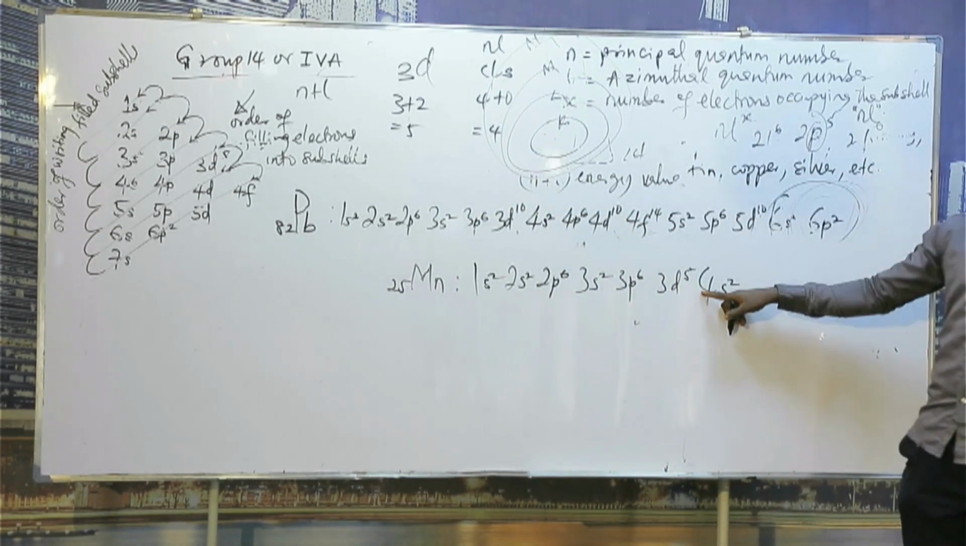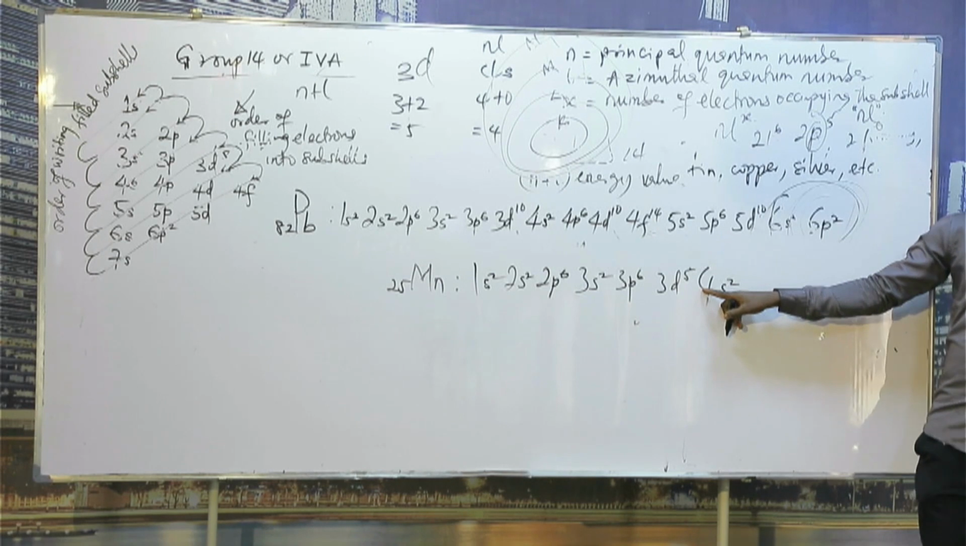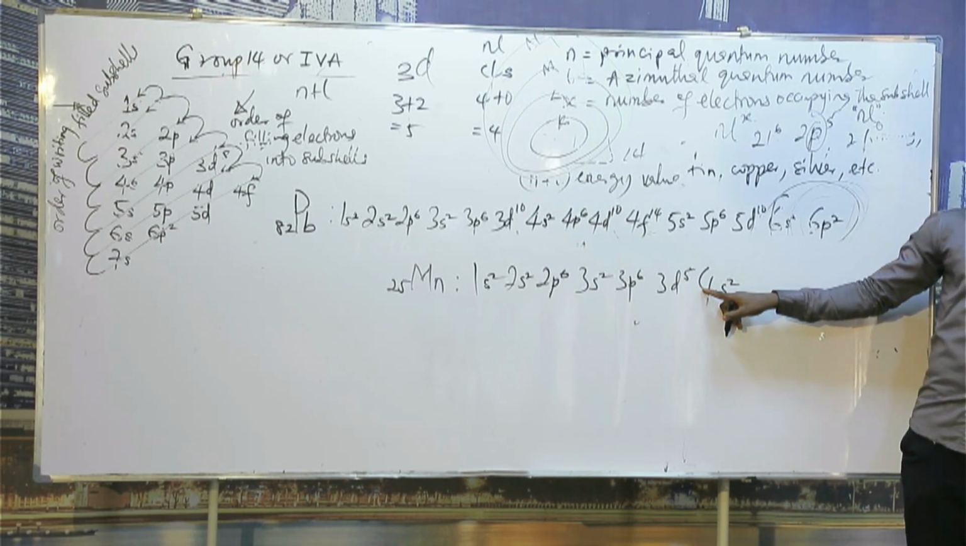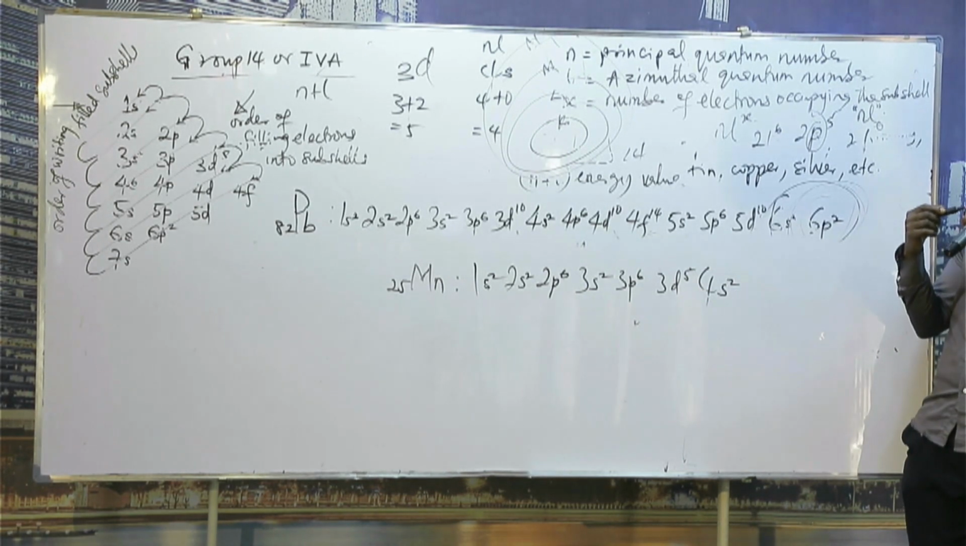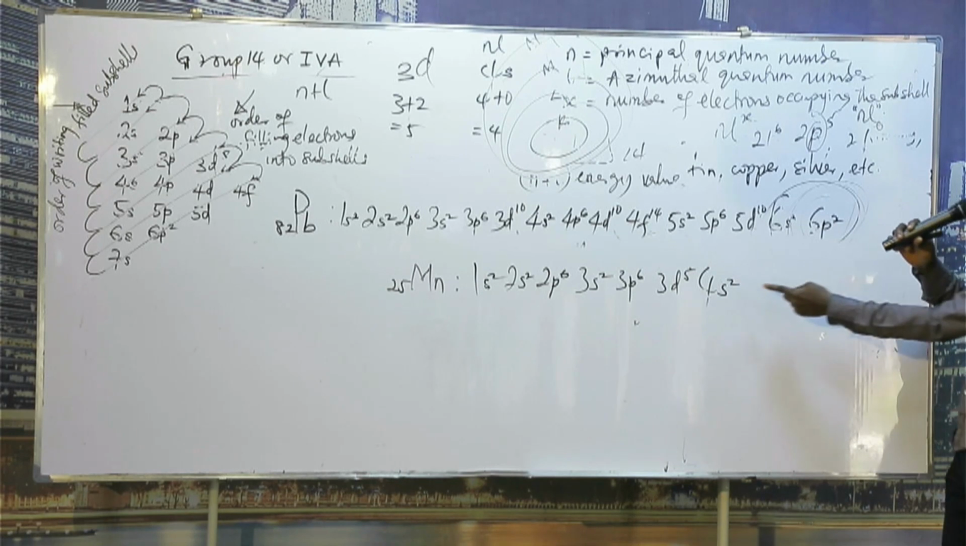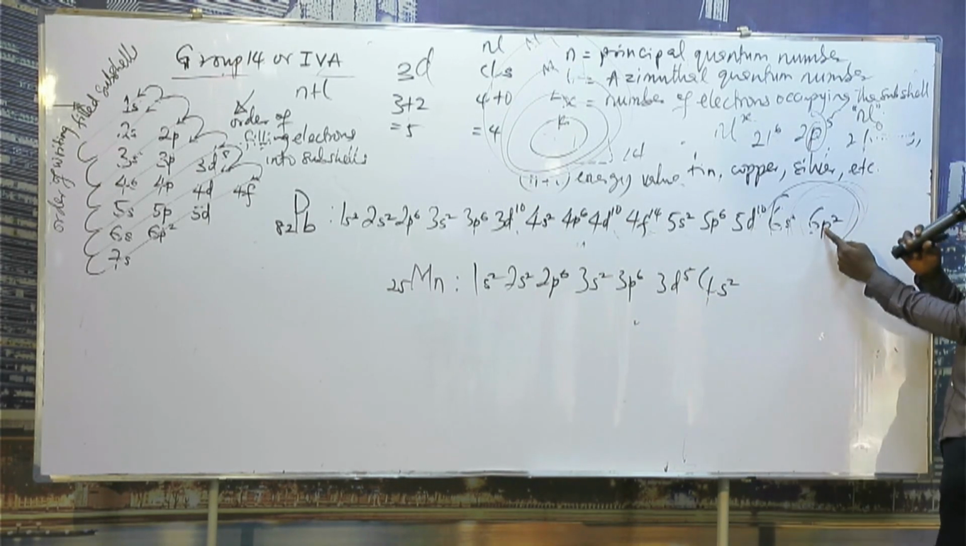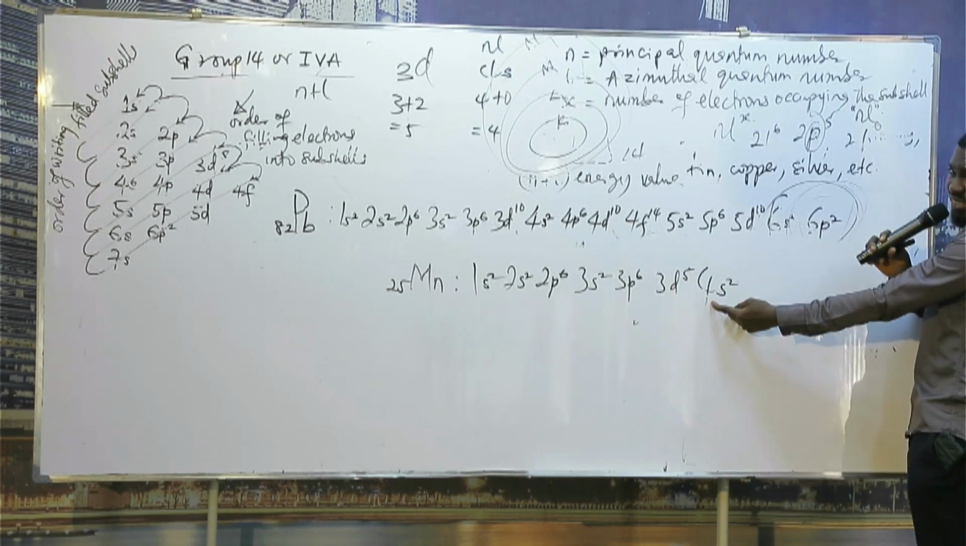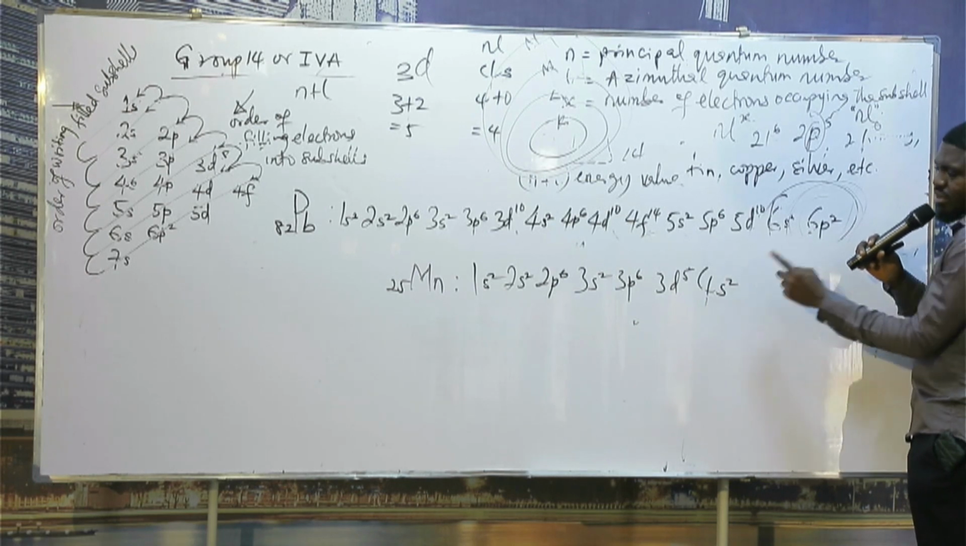So, what's the last number in the configuration? So the period is what? Period 4. Let's look at the group. If you want to know the group, look up. What ended this? Is it P that ended it or not? What ended it? S, right?